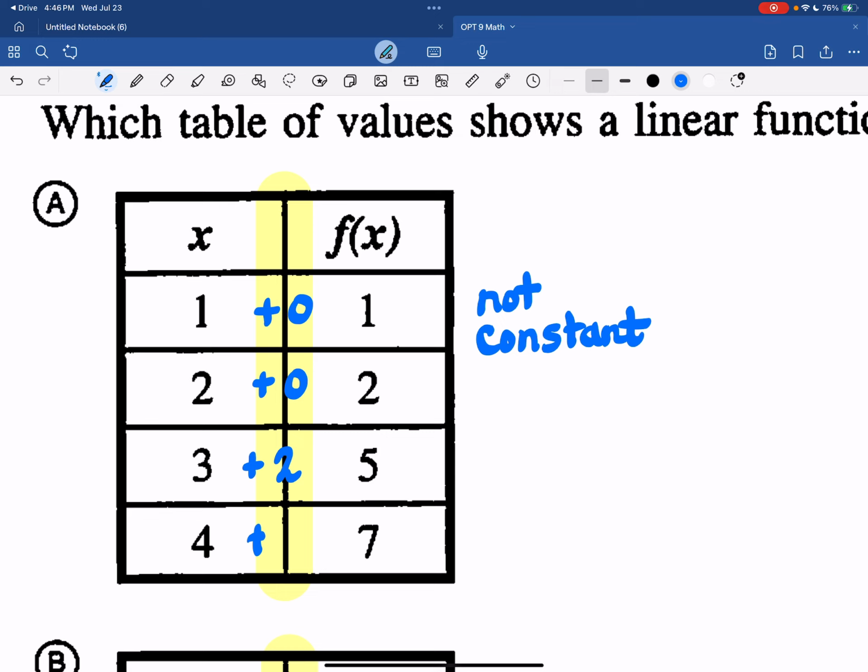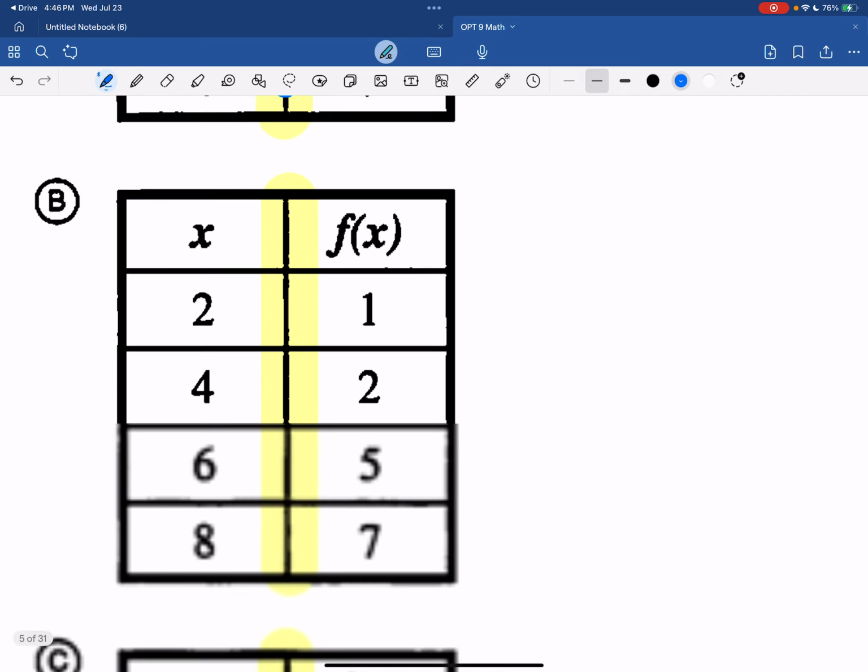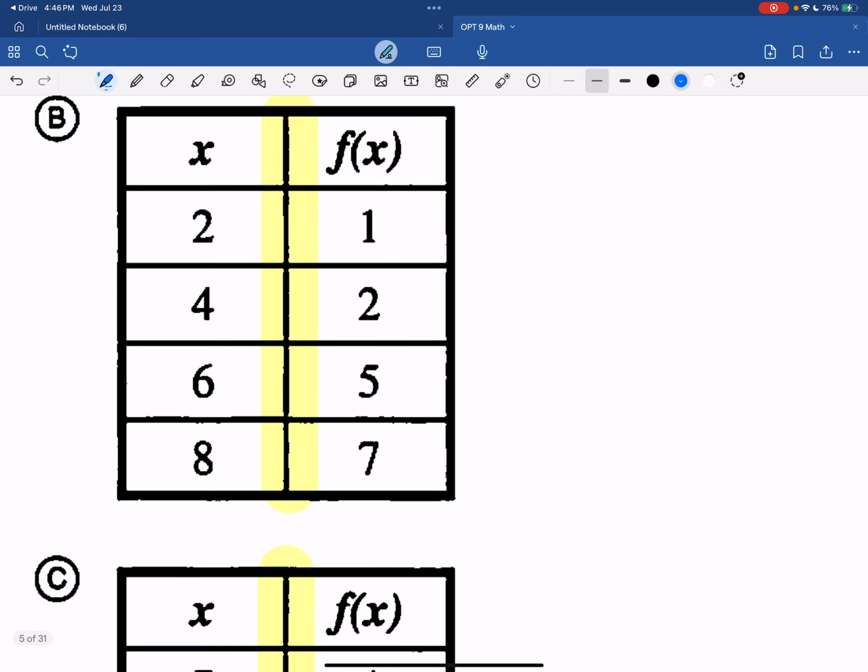In this one, you would be adding 3 to get the output. So it is not A. On this one, I would be doing 2 minus 1 to get to 1. And for minus 2, 6 minus 1 and 8 minus 1 would give me 7. So this is not constant, and therefore it is not linear.